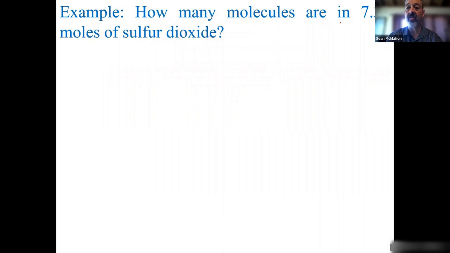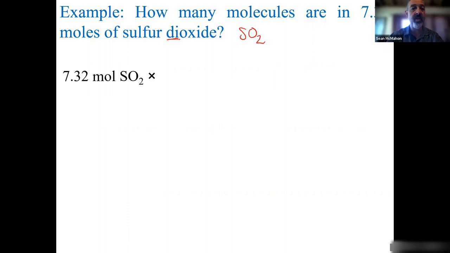How many molecules are in 7.32 moles of sulfur dioxide? So sulfur dioxide. The reason why I have the Greek prefix is this is a binary covalent, and I have nonmetal with nonmetal, so I can't use charges. So I need to have a prefix to tell me the correct ratio.